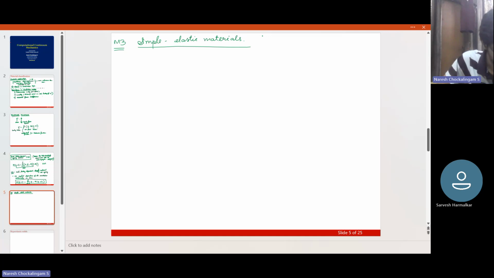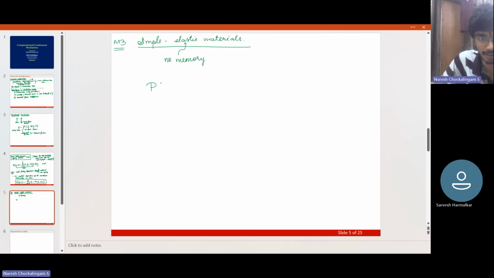Okay, so now, when we say elastic, it is no memory. The material has got no memory. So no matter what kind of deformation histories it has got, the response of an elastic material is instantaneous.